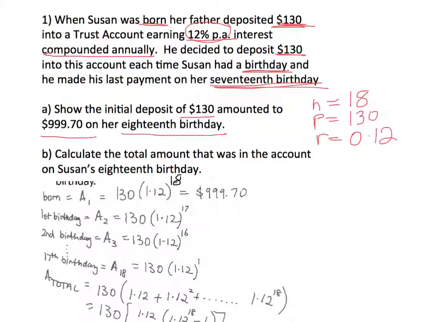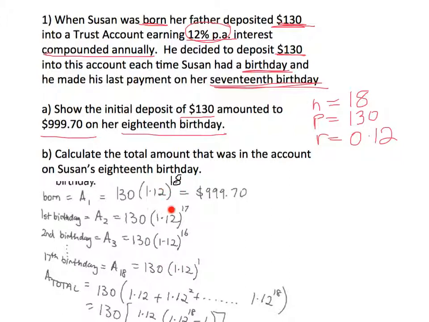So the total amount that is in her account is going to be the sum of all of these different contributions. Each one is earning compound interest for a different amount of time. So you can see it's 130 times 1.12 plus 130 times 1.12 squared plus 130 times 1.12 cubed, etc., all the way up to 130 times 1.12 to the power of 18.